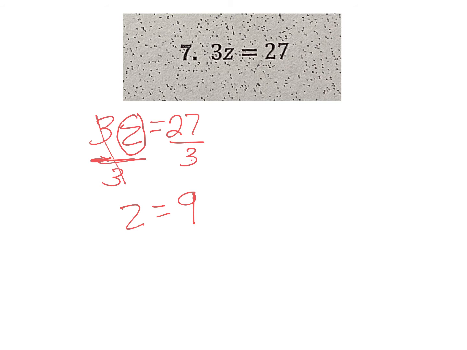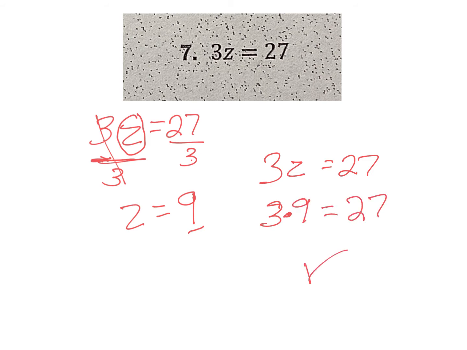Now let's check it. So I write the original problem, 3z equals 27. I put 9 in for z, 3 times 9. And when I multiply those together, I do get 27. It checks out.